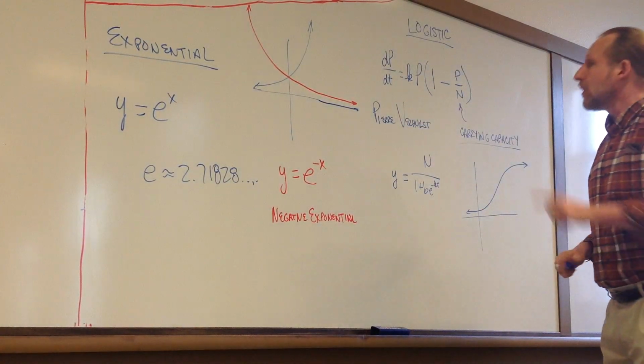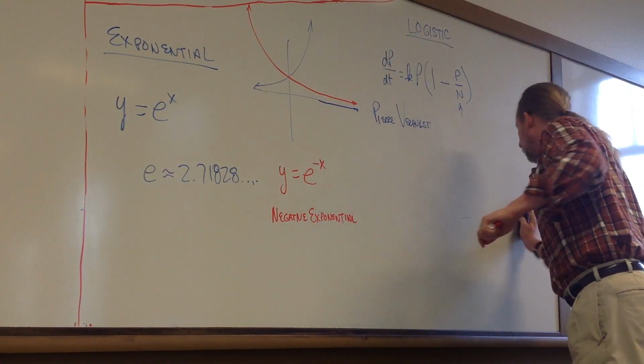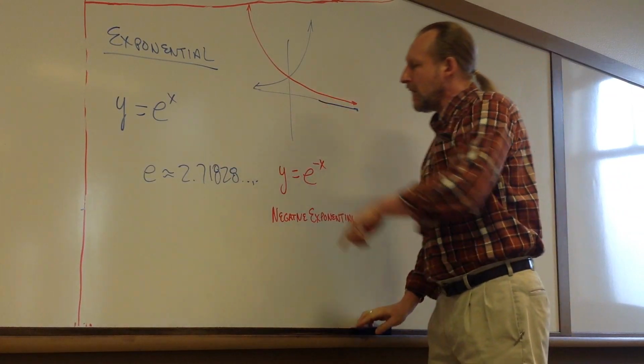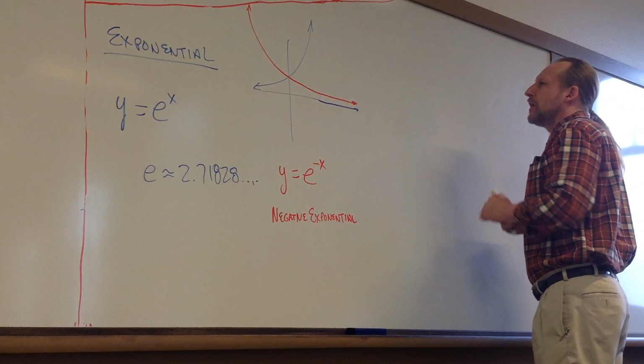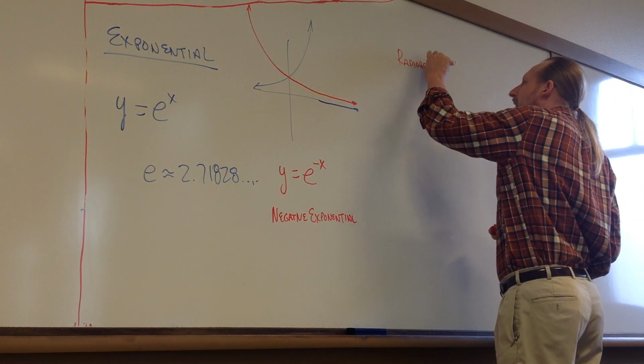Okay? So let me talk about that a little bit, and then we'll look at some examples in the textbook. So this exponential tail or negative exponential, let's see, what are the applications for this? One is radioactive decay.